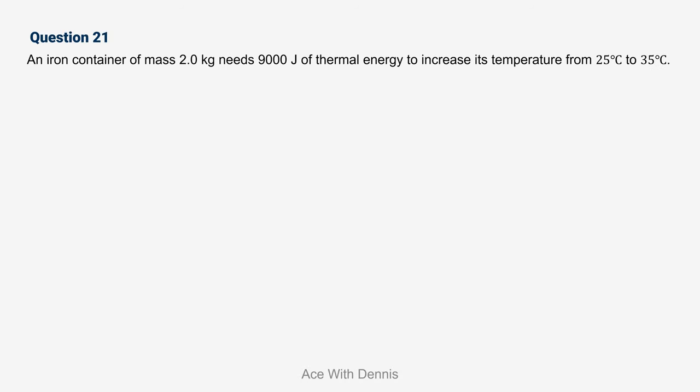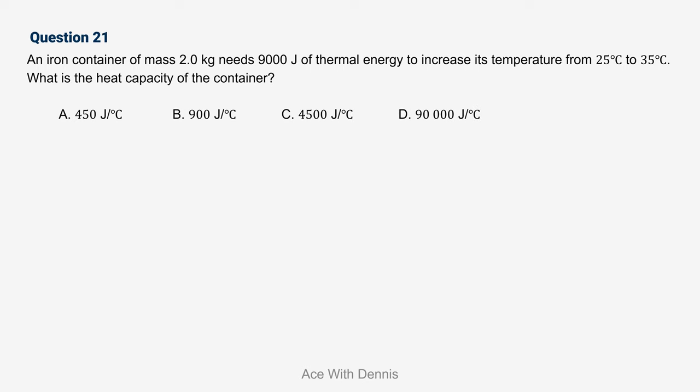Question 21. An iron container of mass 2.0 kg needs 9000 joules of thermal energy to increase its temperature from 25 degrees Celsius to 35 degrees Celsius. What is the heat capacity of the container? A. 450 joules per degree Celsius. B. 900 joules per degree Celsius. C. 4500 joules per degree Celsius. Or D. 90,000 joules per degree Celsius. So the answer is B, 900 joules per degree Celsius.